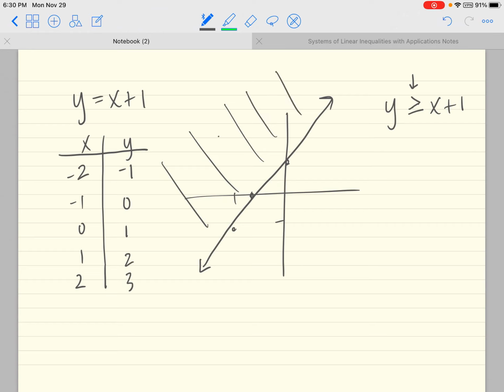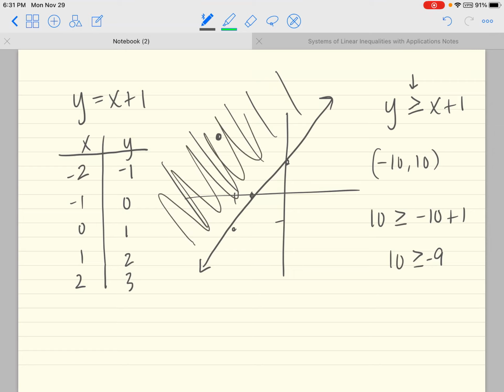For instance, if I pick a point that's clearly in this area that I've shaded, a point like, let's say, -10, 10, if I was to plug that in, we'd have 10 greater than or equal to -10 plus 1. Well, 10 is definitely greater than or equal to -9, which is again a true statement. So all the points above that line would be solutions, not just the points on the line. And so what we do is we shade, like I did here, to say that all the points on and above that line are going to be solutions.